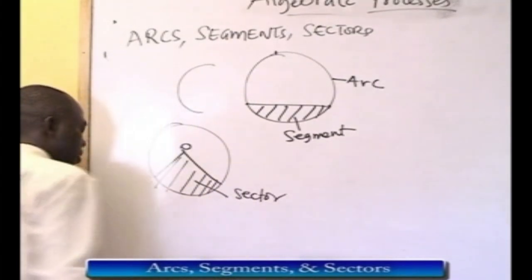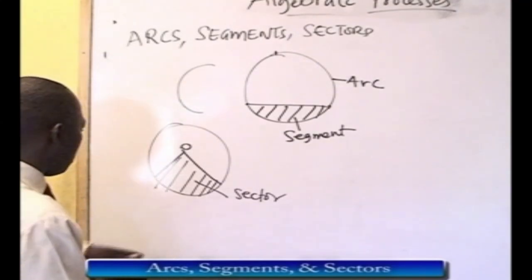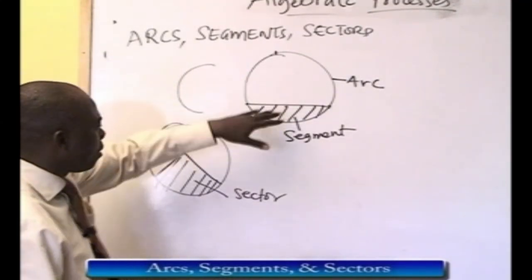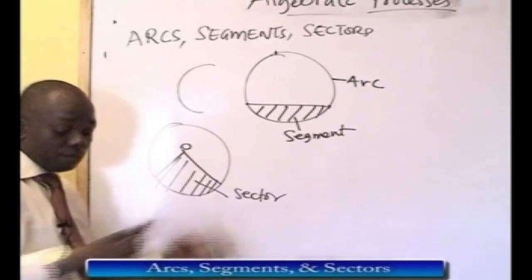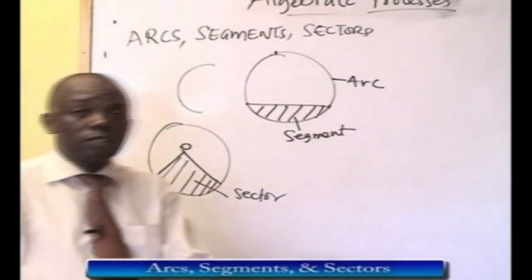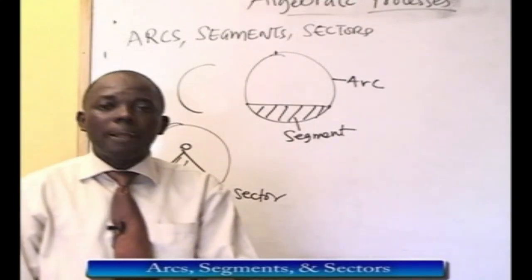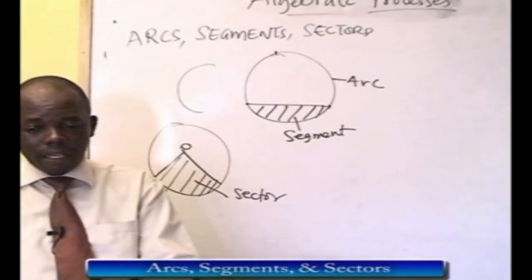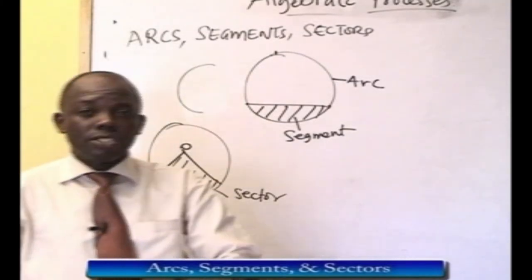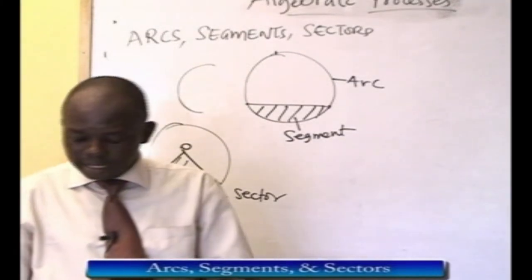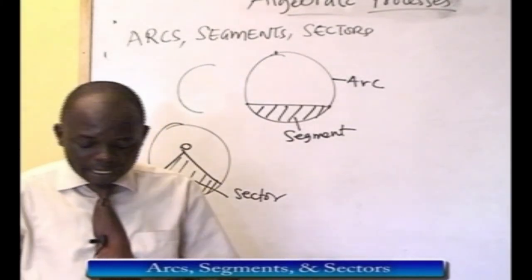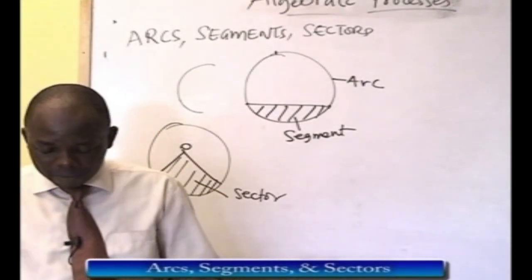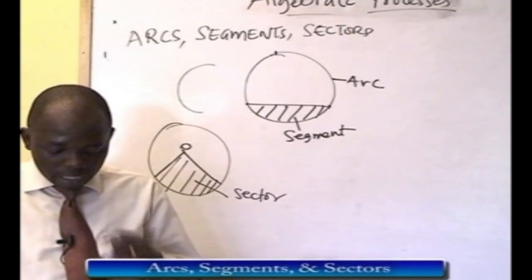We have a major sector and a minor sector. We have a major arc and a minor arc. We have a major segment and a minor segment. All of these, there are different ways of measuring them. Measuring the perimeter, measuring the area of a circle, measuring the area of a sector, measuring the length of an arc. All of these things require their own various formulae to determine them, and we're going to be looking at them shortly from now.